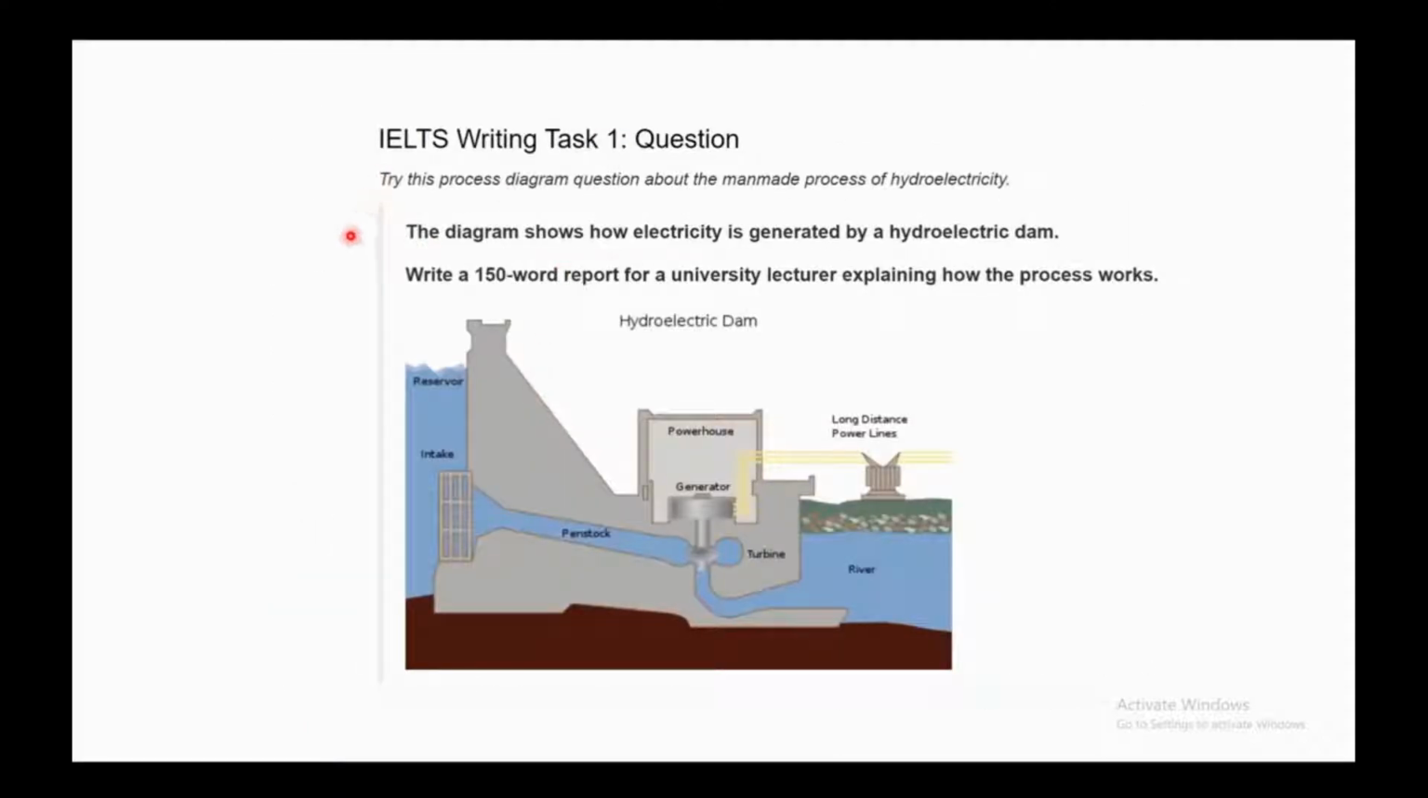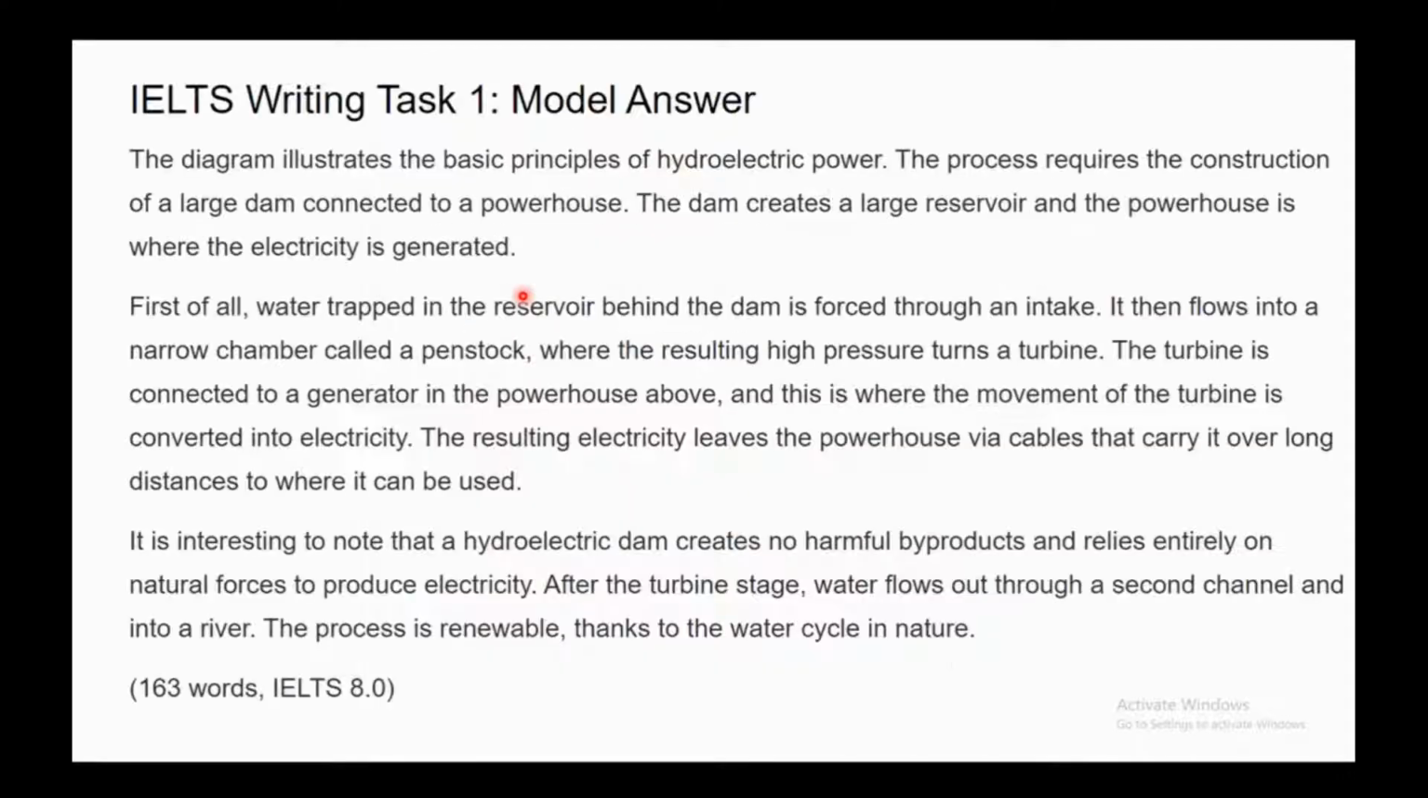Here is another IELTS writing Task 1 question. You will be given this sort of diagram and you have to explain it in at least 150 words. You can write more than 150 words, but do not write more than 200 or more than 180 words, because the more you write, the more mistakes may happen, like spelling or grammatical. So stick to between 150 and 170 or 180 words. That is enough. And here is the model answer.